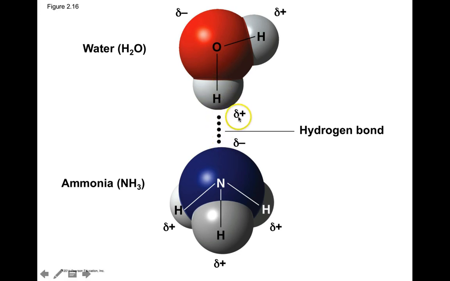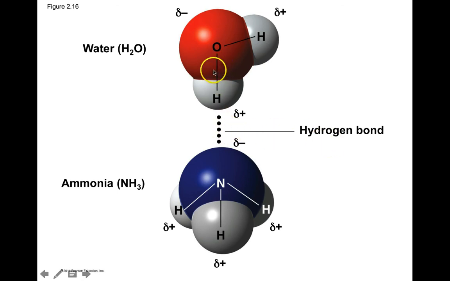Remember, this is partial charge. So the partial positive charge of hydrogen in the water molecule is attracted to the partial negative charge of nitrogen in the ammonia molecule, represented by dots in our textbooks. This weak bond is called a hydrogen bond. Why is this a weak bond?